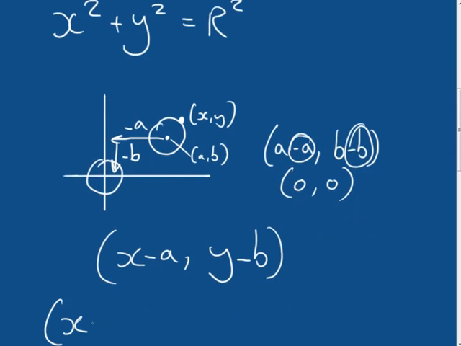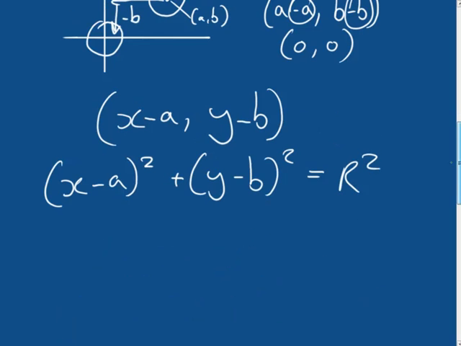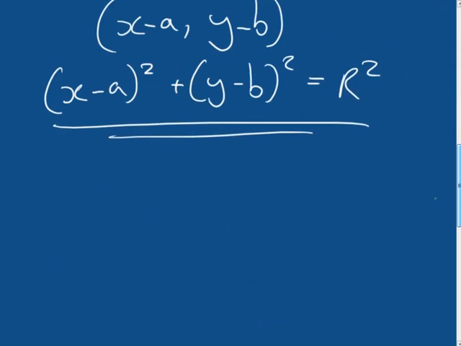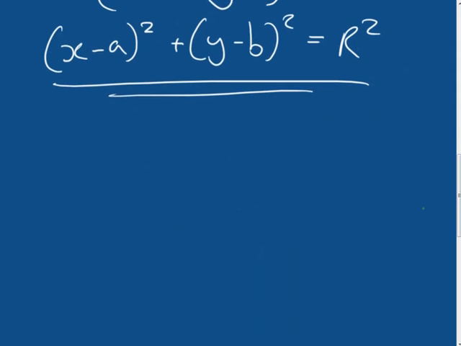So our x coordinate is x minus a, and we're going to square that. Our y coordinate is y minus b, and we're going to square that. And that is equal to r squared. Notice what we've got here. This equation is identical to the equation we found using Pythagoras' theorem. But what we've done is we've thought about it in a different way.